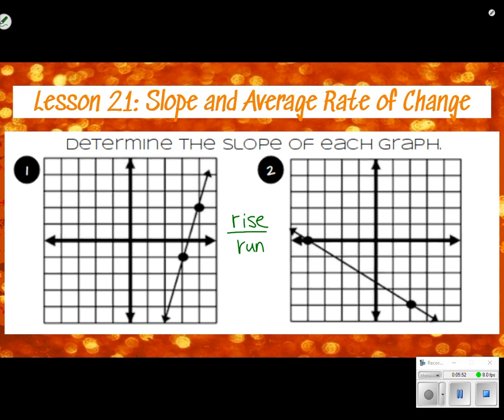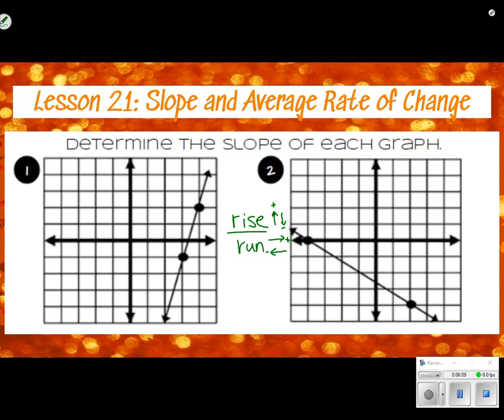So remember, if I'm going up, it's going to be positive. If I go down, it's negative. If I run to the right, it's positive. If I run to the left, it's negative. So those sign differences are going to indicate whether you're up, down, left, or right.